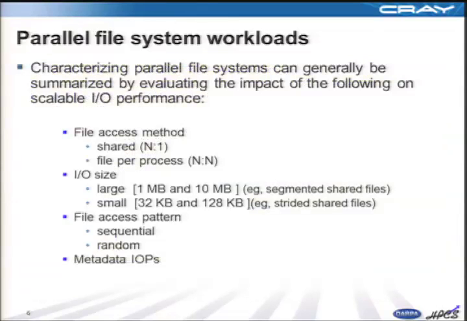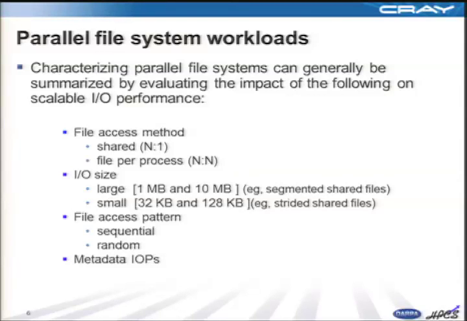So within the parallel workloads, there are four variables that we're changing around. One of them is the access method, whether it's a shared file with an N-to-1 I/O access pattern or file per process. The I/O size: we're looking at large blocks of 1 megabyte to 10 megabytes, which would be something you'd see with shared file as a segmented I/O pattern, or smaller, in the tens to hundreds of kilobytes, which would lead to a strided I/O pattern for shared files. There's also whether the file access pattern is sequential or random, and then very clearly metadata operations are important.